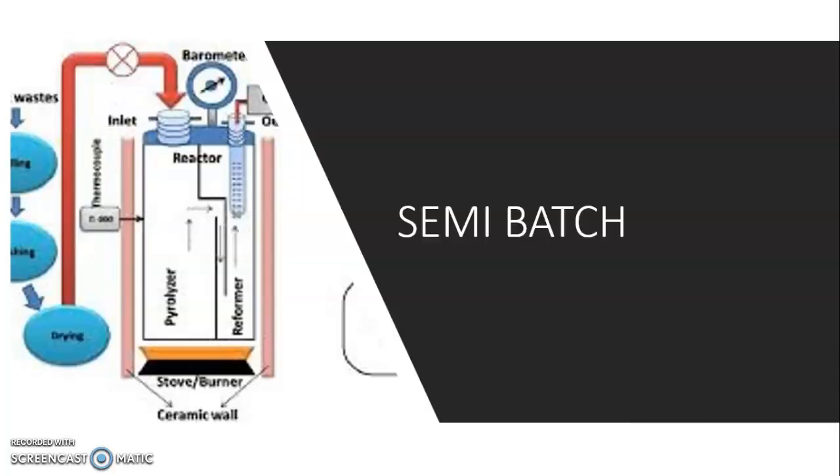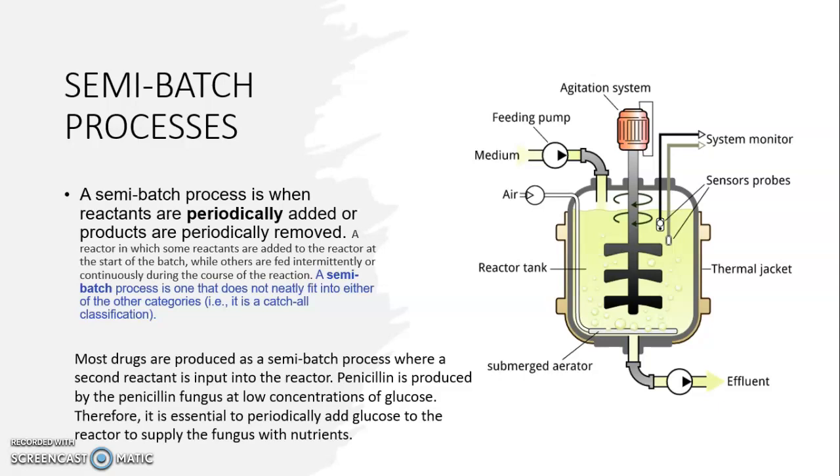Semi-batch. What is semi-batch? Semi-batch process is when reactants are periodically added or products are periodically removed. So the keyword here is periodically, ataupun secara berkala. A reactor in which some reactants are added to the reactor at the start of the batch, while others are fed intermittently or continuously during the course of the reaction. A semi-batch process is one that does not neatly fit into either of the other categories.